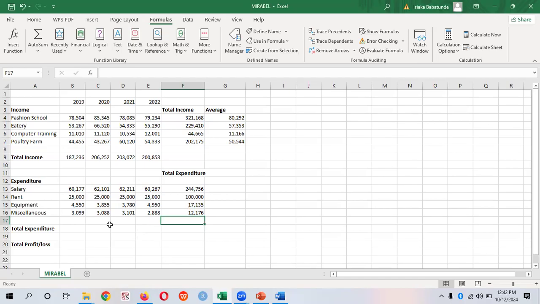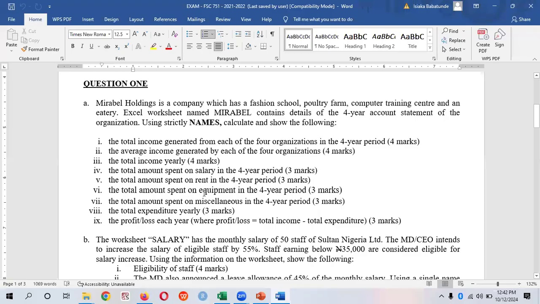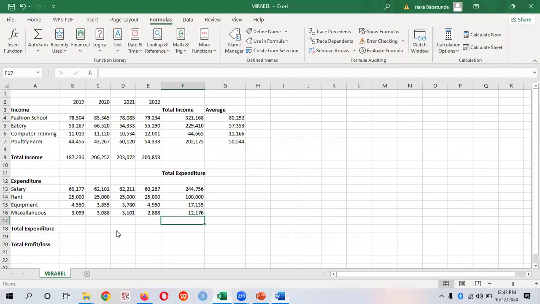So now let's go to our question. We have answered question 6, equipment. Then question 7, the total amount spent on miscellaneous, we have answered this one too. Question 8, total expenditure yearly. You want to know how much the company spent yearly on these expenses. So we have salary, rent, equipment, and miscellaneous. How much did the company spend yearly?